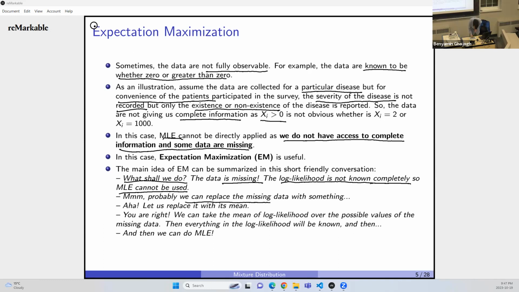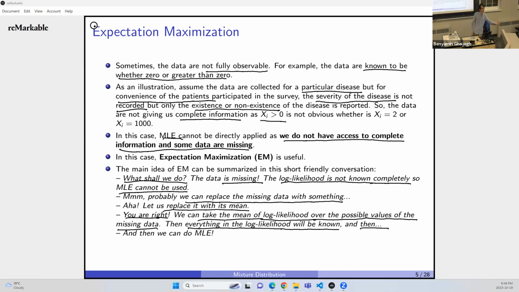Probably we can replace the missing data with something. But what do we replace it with? Let us replace it with its mean. Right? The first one which comes to mind is mean or expectation. Mean is another name for expectation. You're right. We can take the mean of the log likelihood over the possible values of the missing data. The missing data can take some possible values, right? Then everything in the log likelihood will be known.